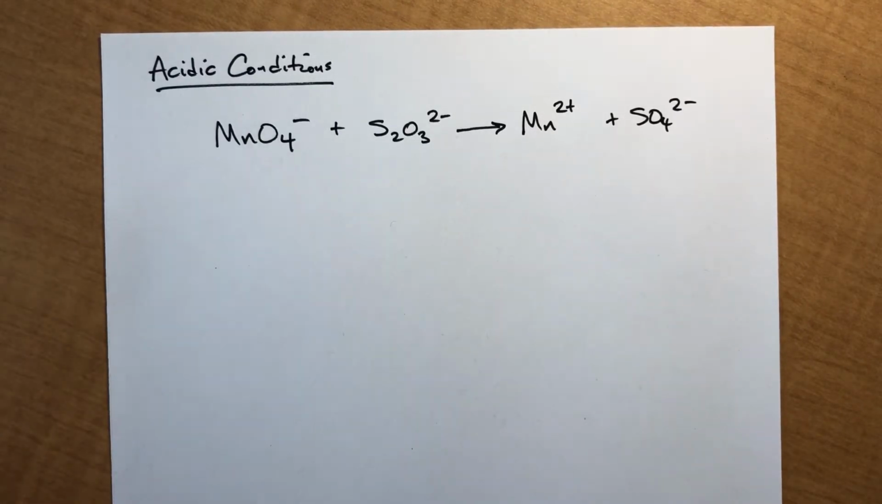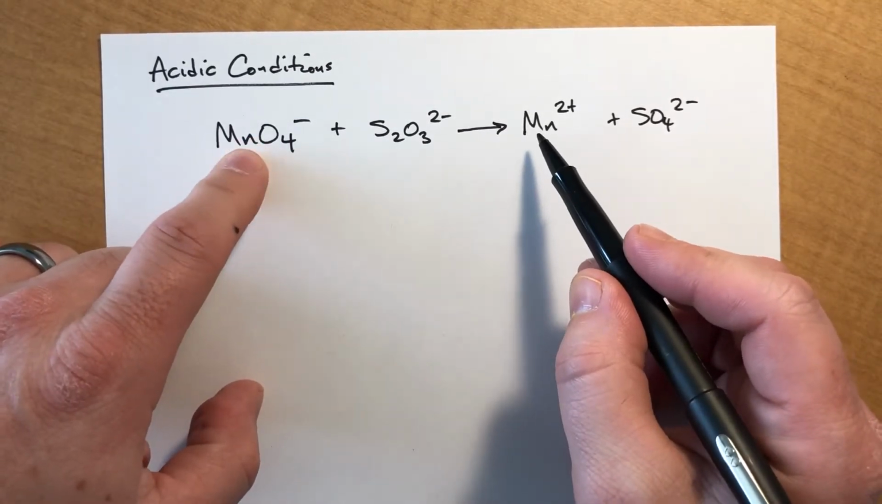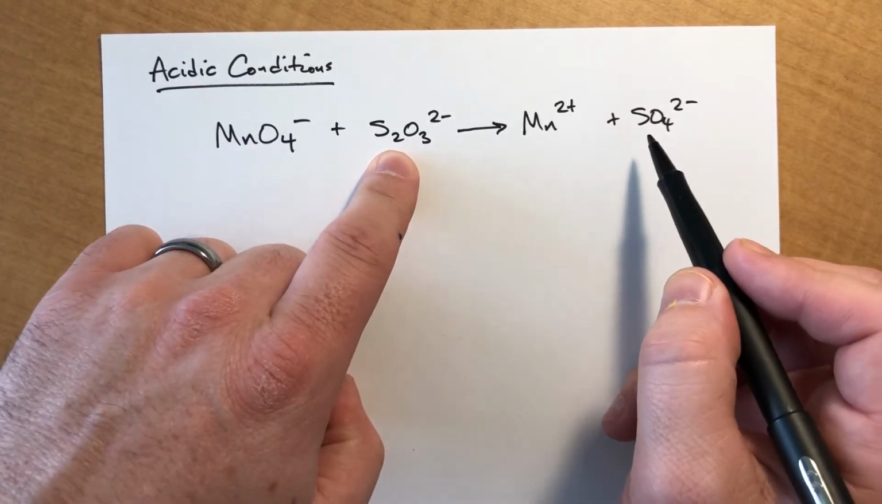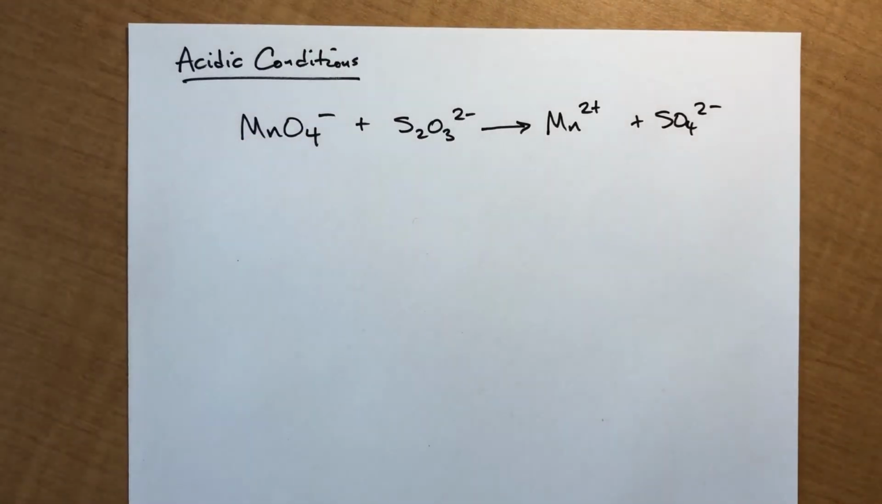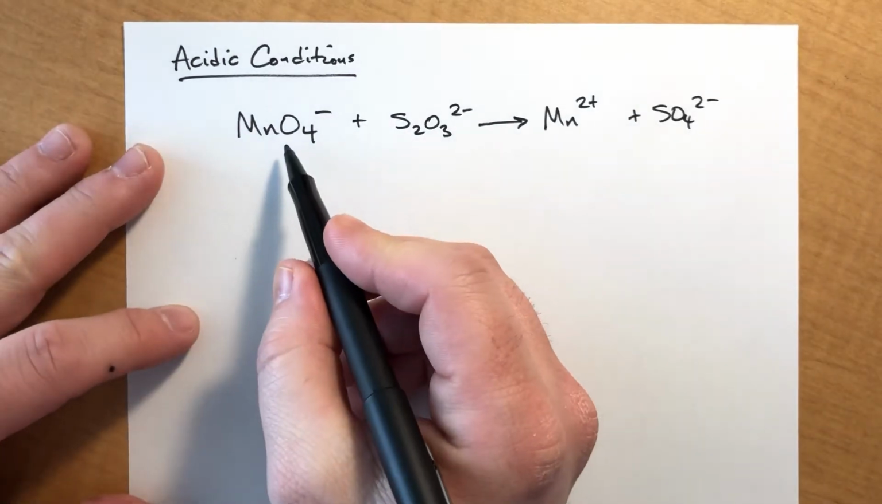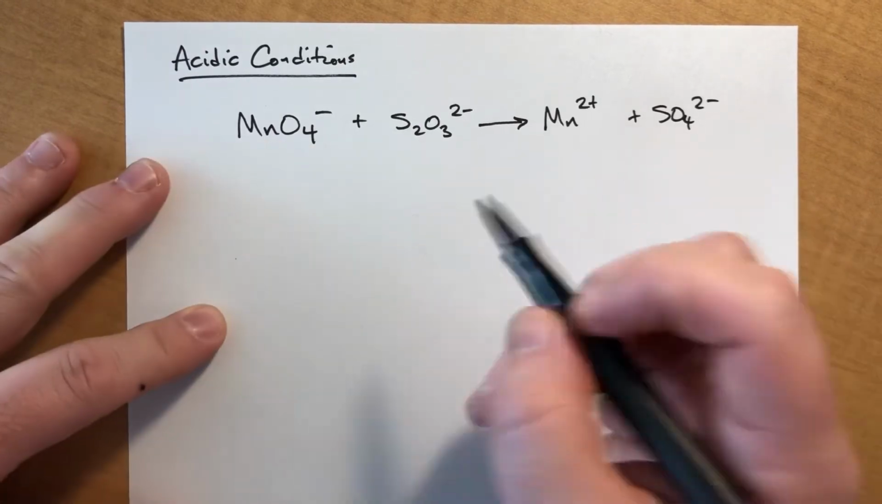Honestly, what I usually do is I kind of ignore the oxygens and the hydrogens, and I just see this is a manganese and this is a manganese. This is one half reaction. This is a sulfur compound and a sulfur compound. This is the other half reaction. One of them is oxidation and one's reduction, but we don't actually really need to know which one is which right now. So one half reaction is this manganese compound becoming this manganese compound.